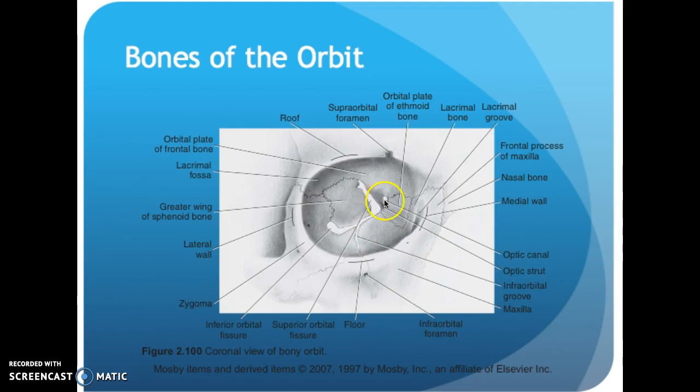So you have your optic canal, which is round, your supraorbital fissure, think of super up top, and then you have your infraorbital fissure down below, your zygoma, your greater wing of your sphenoid, and your lacrimal fossa. Yes, your lacrimal gland fits in your lacrimal fossa of your orbital plate of your frontal bone.